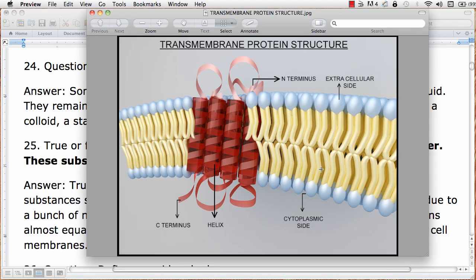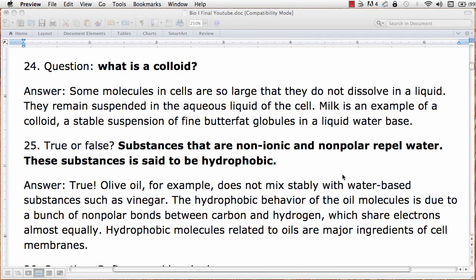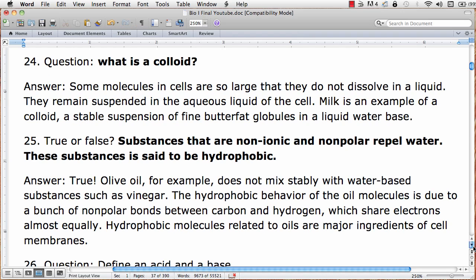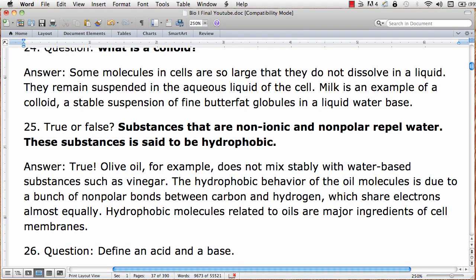So as we can see, we have a hydrophilic head pointing out, which means that it attracts water and dissolves in water, and the hydrophobic tail points in, which means it keeps whatever water is on the inside on the inside. So what is interesting about hydrophobic molecules is that they are typically non-ionic, they are non-polar, and they do not mix with water-based substances such as vinegar.